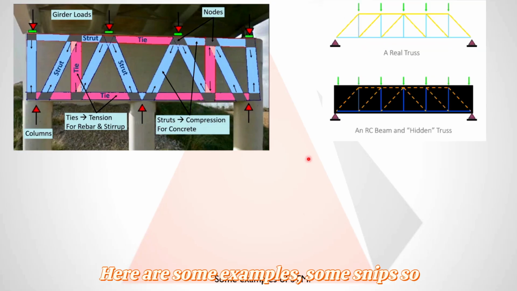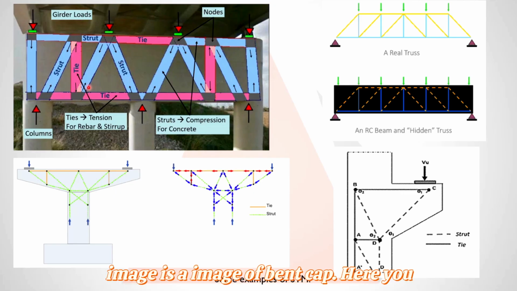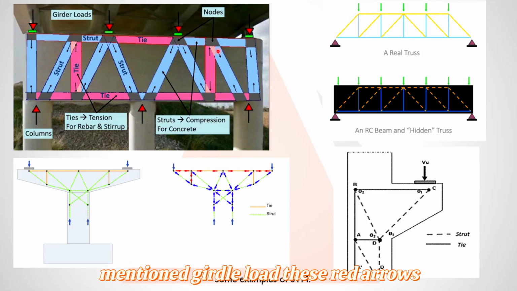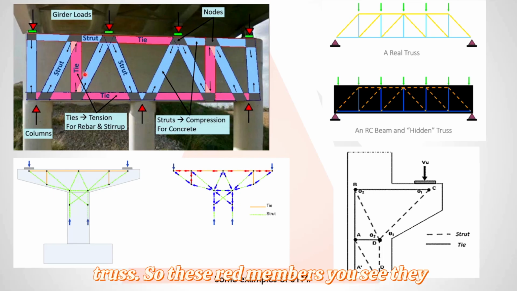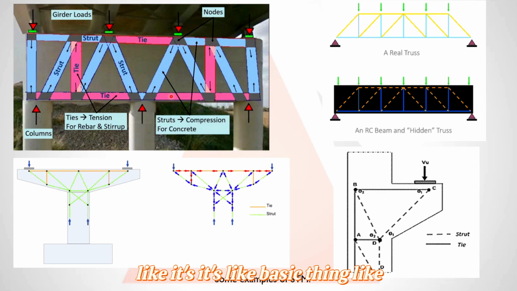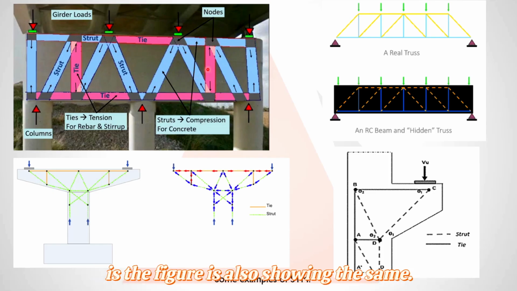Here are some examples, some snips, so that you can understand how the STM looks. This first image is of a bent cap. Here you can see we have three piers acting as supports. From the top we have girders, as mentioned, the girder load shown by these red arrows, and here we have our truss. These red members represent the ties, which are meant for reinforcement. In the previous slides, I stressed that. And these diagonal members are struts, meant for compression, which shows the concrete capacities. This is a bent cap, so the basic thing is that at the bottom we will have tension, and on the top we will have compression. The figure shows the same.